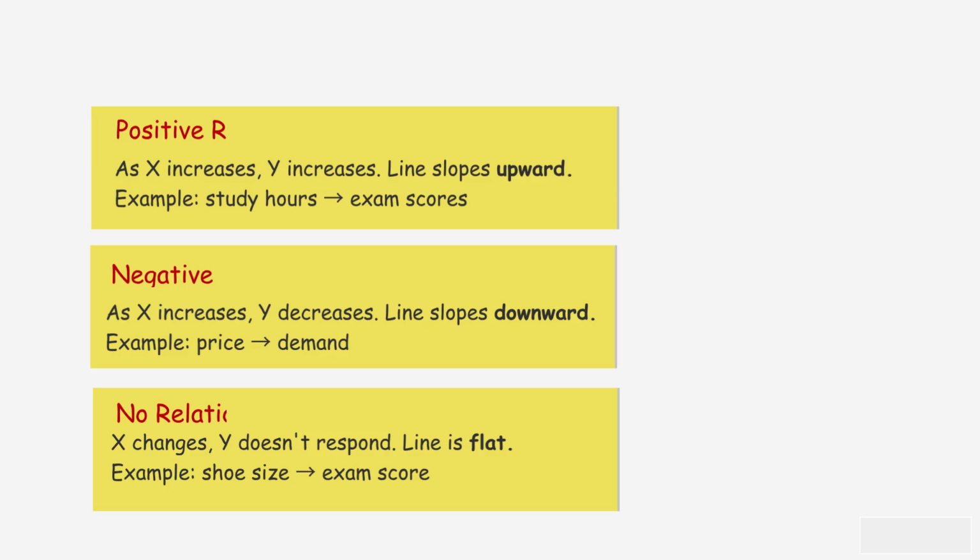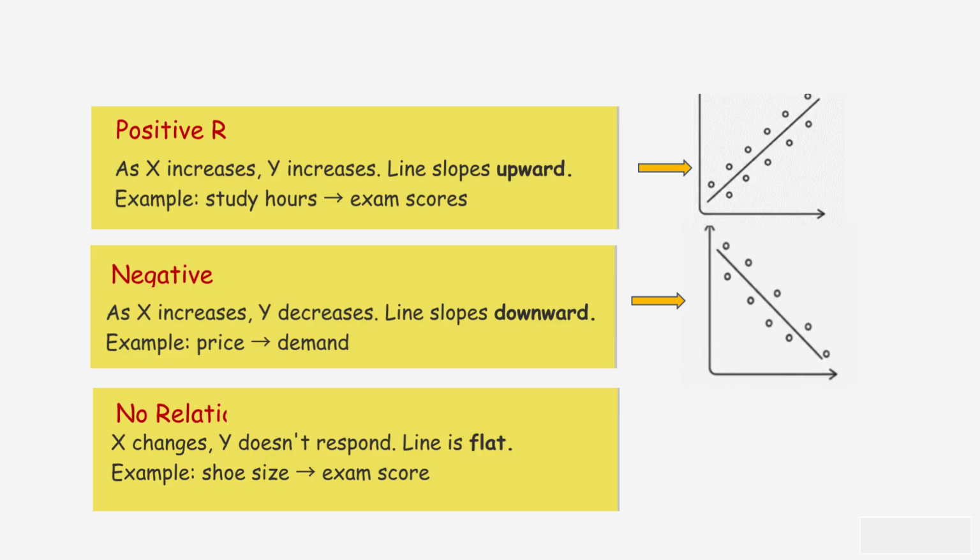It shows the exact relationship. 3 patterns. Not all relationships are the same. Positive. As X increases, Y increases. More study, higher score. Line slopes up. Negative. As X increases, Y decreases. Higher price, lower demand. Line slopes down.